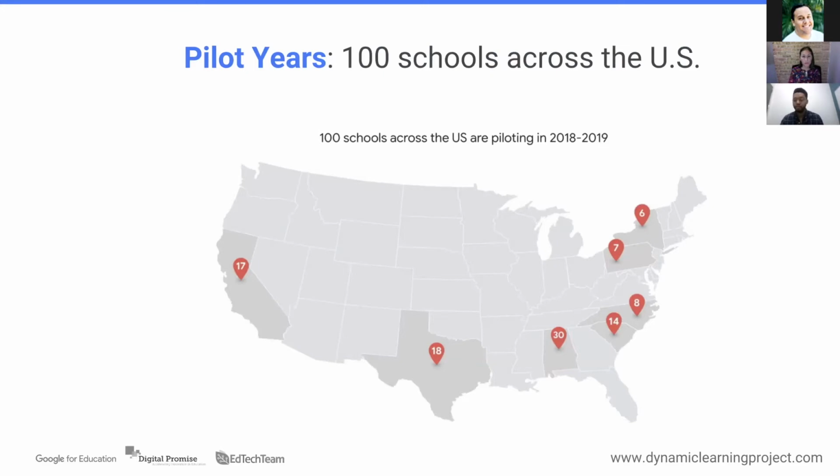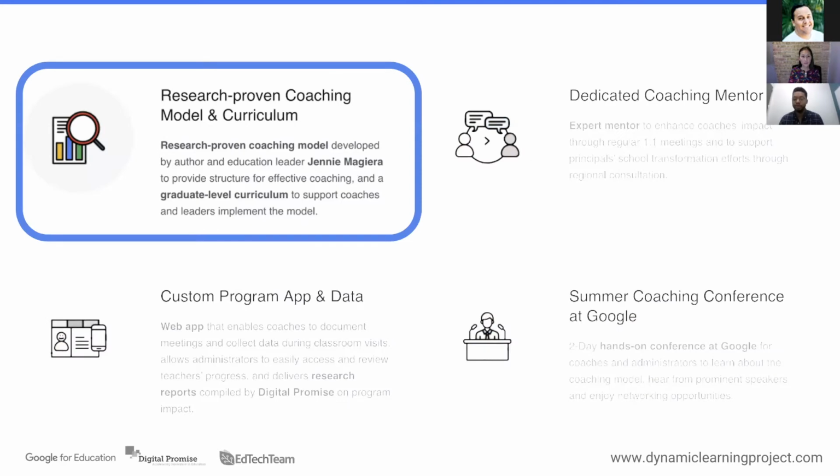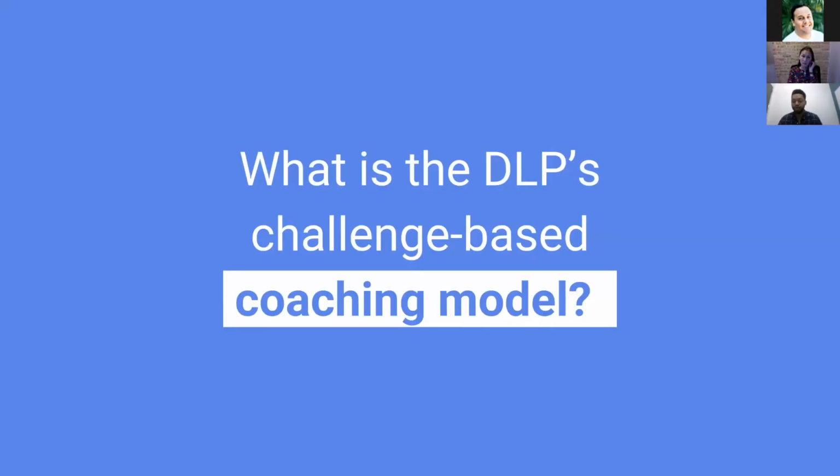So we worked super closely with EdTechTeam and a nonprofit, Digital Promise, to bring this program to 100 schools across the US. And what we've done for these schools is really provide 4 key elements: a research-proven coaching model and curriculum, a dedicated coaching mentor, a custom program app and data collection tool, and then lastly, a summer coaching conference at Google. So we'll go through each of these, but to start off, I want to talk to you a bit about the research-proven coaching model and curriculum.